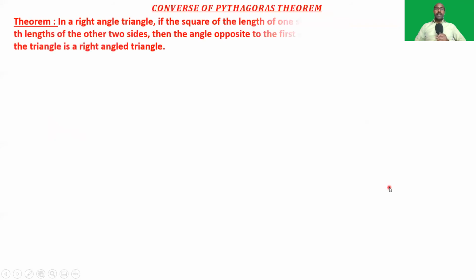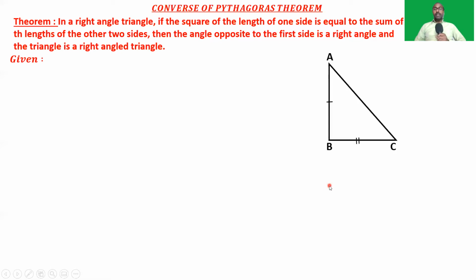So here the statement is, in a triangle, if the square of the length of one side is equal to the sum of the squares of the other two sides, then the angle opposite to the first side is a right angle, and the triangle is a right angle triangle. This is the converse of Pythagoras theorem. So let us prove this theorem. Take triangle ABC and consider that AC square is equal to AB square plus BC square. And we have to prove that angle B is equal to 90 degrees.